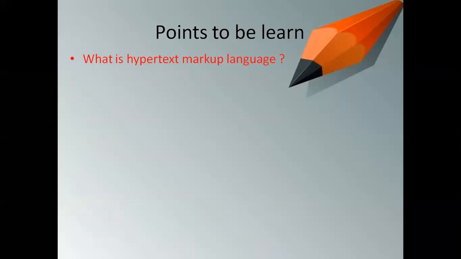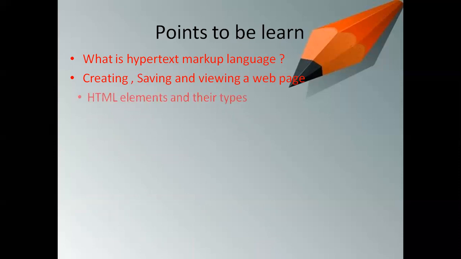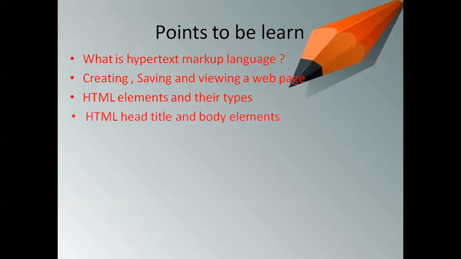Those points are: what is hypertext markup language, the introduction session we already completed in the first class, first period. Then we learned creating, saving and viewing. In the previous session we learned how to create the basic HTML file and how to save it with .html. Also, we learned HTML elements and their types, HTML head, title, body, all the basic tags. Then we also covered HTML font and base font elements: how we can color the fonts and how we can change the size of fonts. Those points we have already covered.